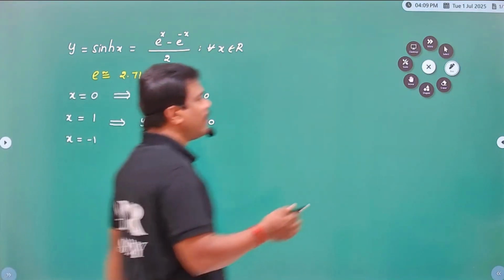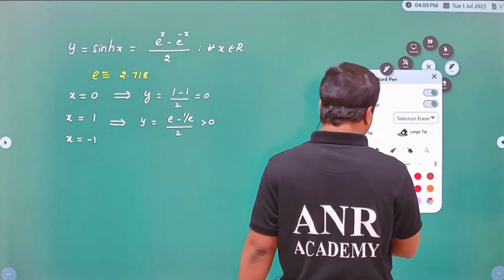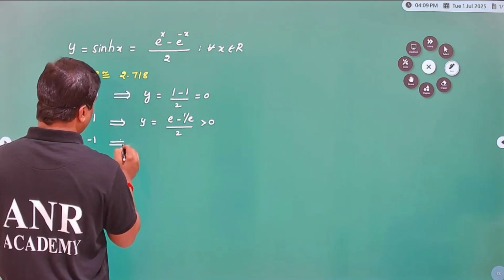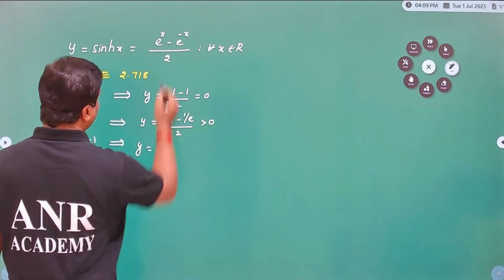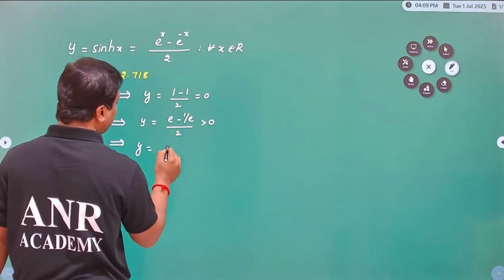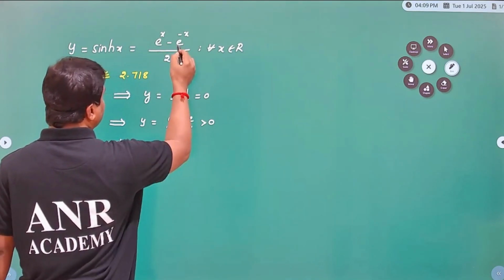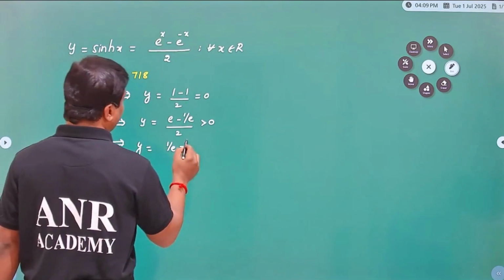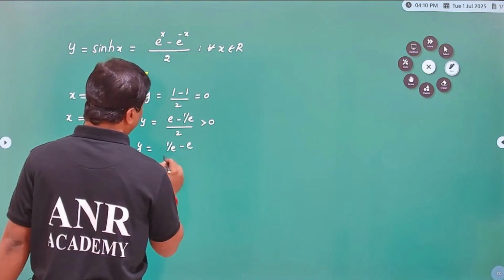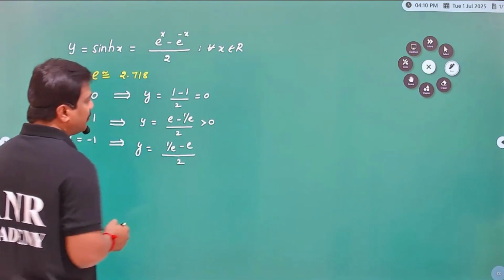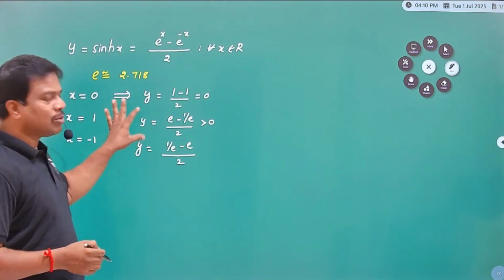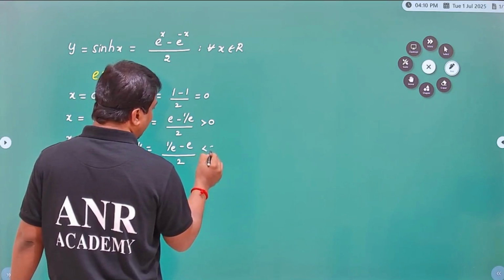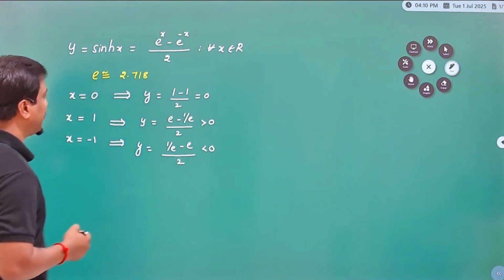Next, substitute the value of x equal to minus 1. When you write x value minus 1, it becomes e power minus 1, that is 1 by e. Next, minus sign, e power minus of minus 1, so e power 1, divided by 2. Here, these two are of opposite sign outputs, so the value of y becomes negative.